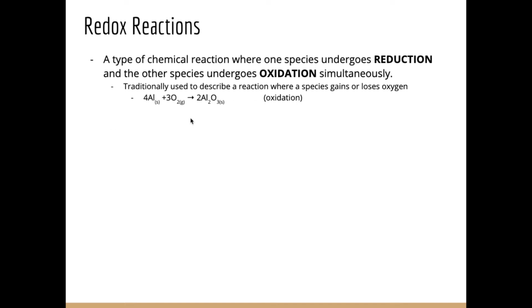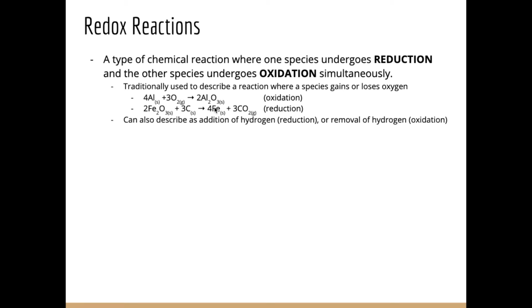For example, we have a chemical reaction here. Aluminium is reacting with oxygen to form aluminium oxide. The aluminium is gaining oxygen, so the aluminium is being oxidized. This is an oxidation reaction. An example of a reduction reaction using this definition, we have iron oxide being turned into iron. It's being reduced, it's losing that oxygen. It also describes the addition of hydrogen, so a reaction that involves adding hydrogen would be called a reduction, or removing hydrogen would be called oxidation.